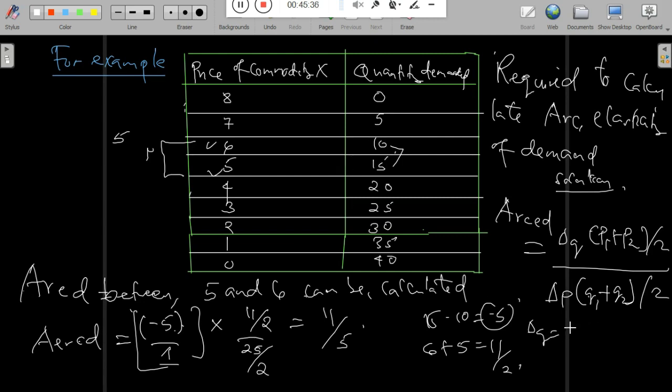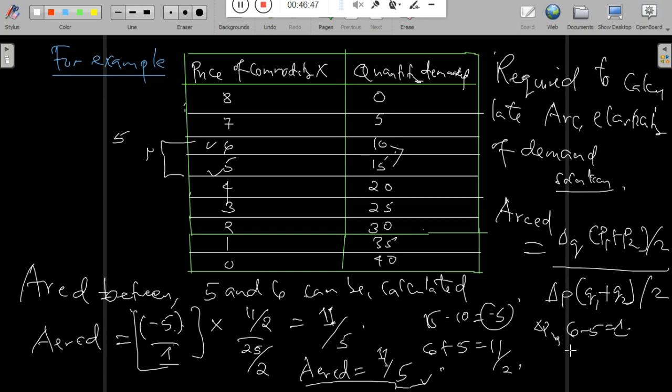So the arc elasticity is obtained by taking those changes. Negative 5 is obtained by taking 15 minus 10, which is the change of quantity demanded. And the sum of prices P1 plus P2 is given by taking price 1, that is 6, plus price 2, that is 5, which equals 11. So you divide by 2 on the same range.